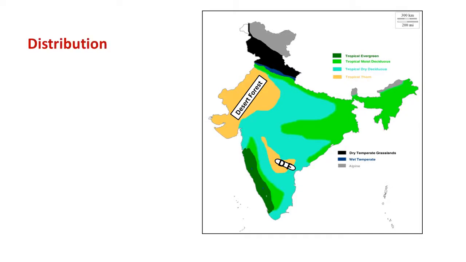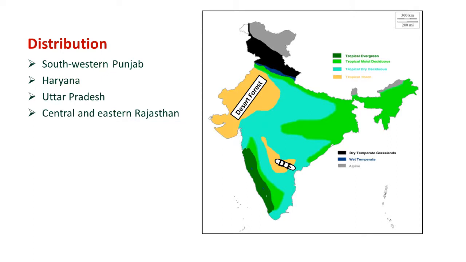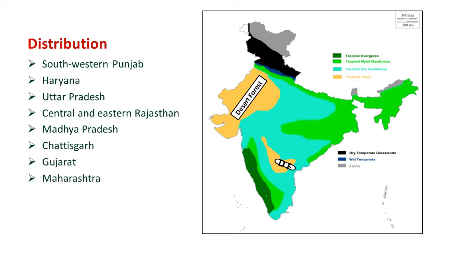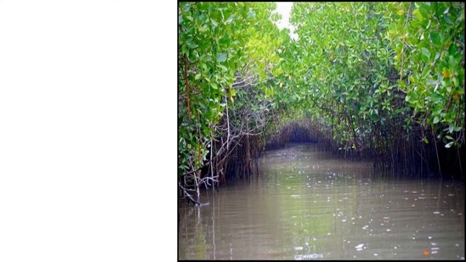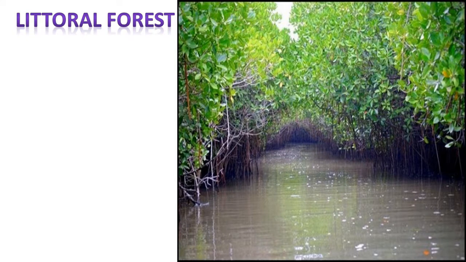Distribution of tropical thorny forest or desert forest. These forests are chiefly distributed in southwestern Punjab, Haryana, Uttar Pradesh, central and eastern Rajasthan, Madhya Pradesh, Chhattisgarh, Gujarat, parts of Maharashtra, Karnataka and Andhra Pradesh. Now let's learn about the littoral forest.